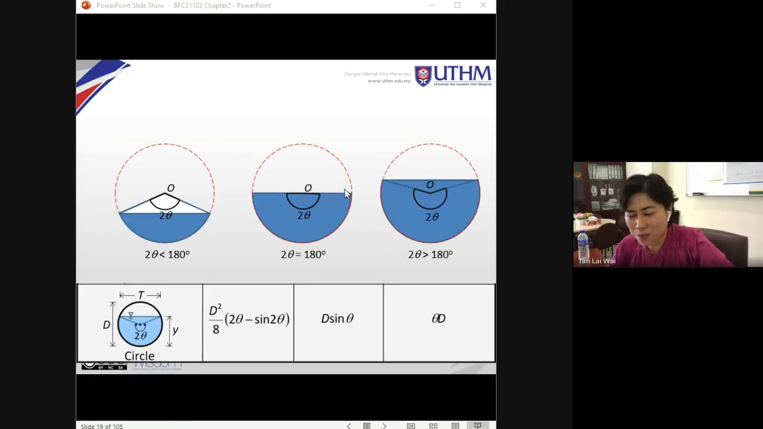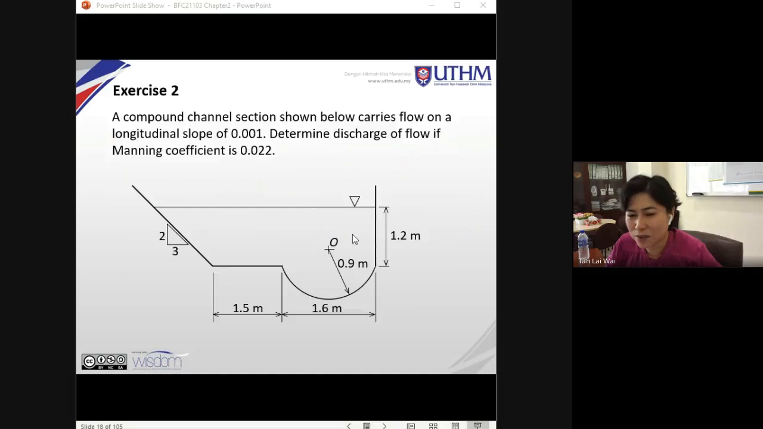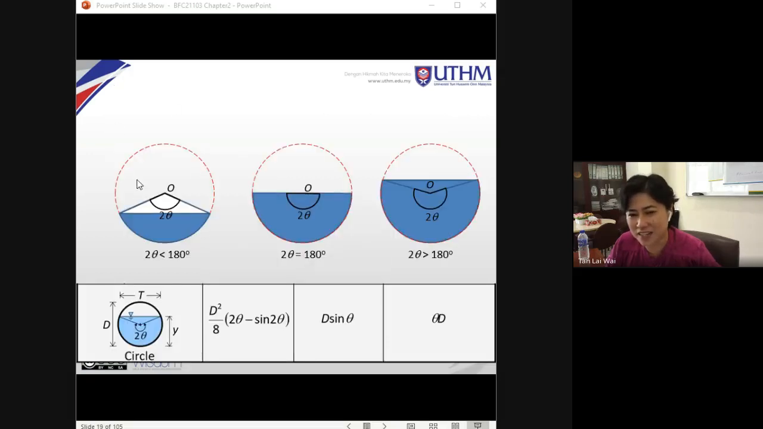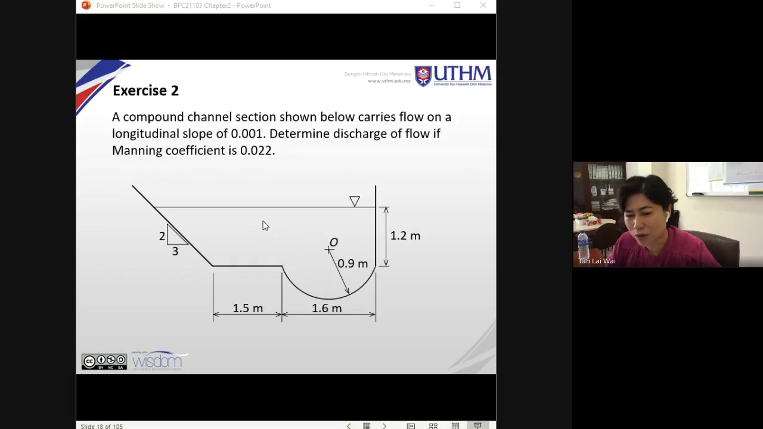Now before we solve the problem, let's look at this. I actually received a few questions from all of you regarding similar questions like this. For this section here, if I imagine this is a circular section, I will get something like this, where the center is above the free surface of the flow. You are going to cut this into three segments, if you want three subsections, but you can have two as well. It doesn't matter, you can cut it into three subsections.